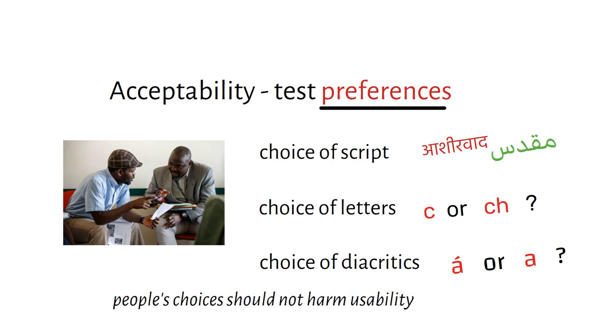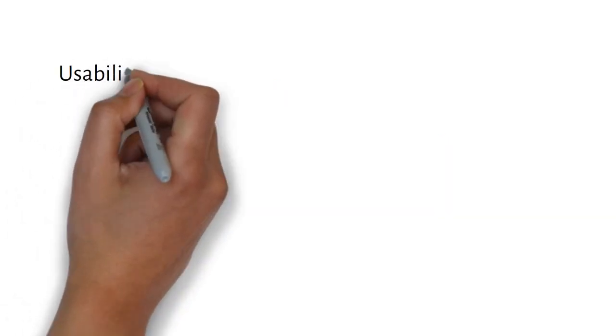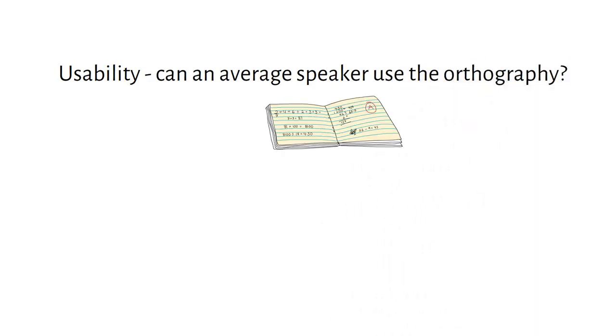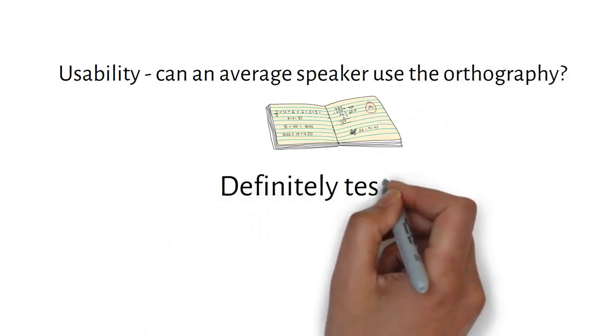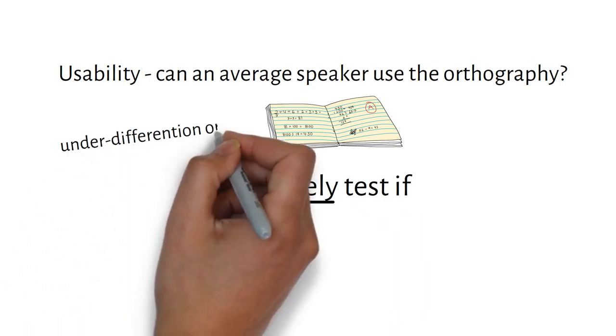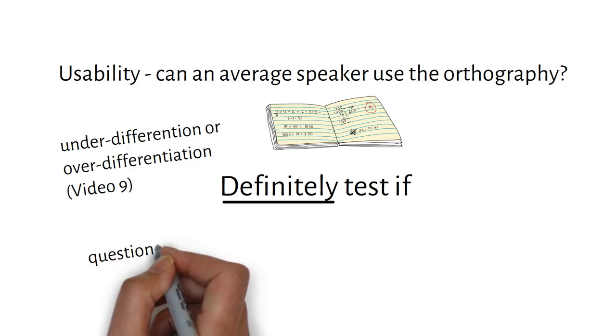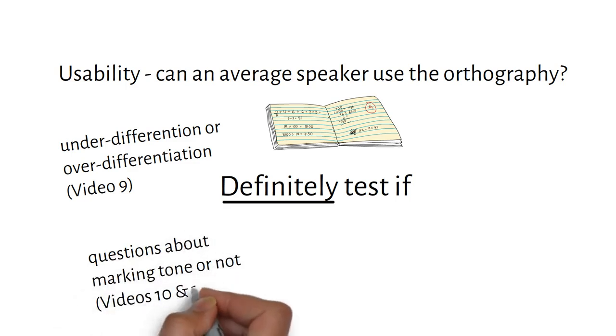These are preferences. What are you looking for when you test for usability? We want to know if an average speaker of the language can use the orthography. We definitely want to test if there is under-differentiation and over-differentiation. These were discussed in video 9 on consonants and vowels. We also want to test tone marking in tone languages. Do you mark tone? And if so, how? See videos 10 and 11 for this.